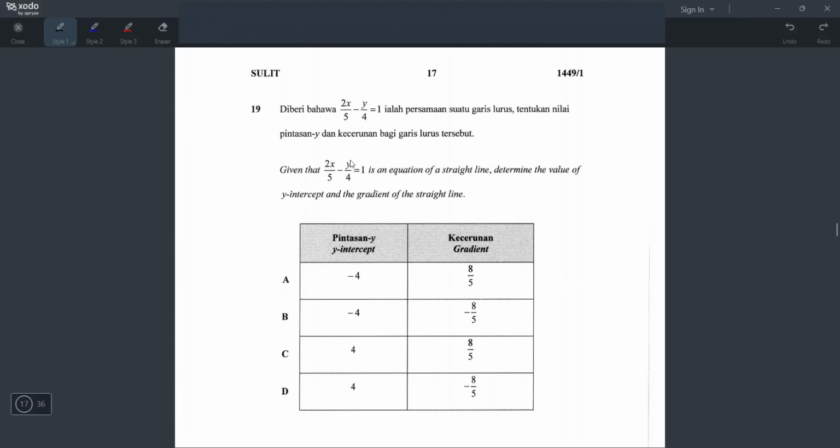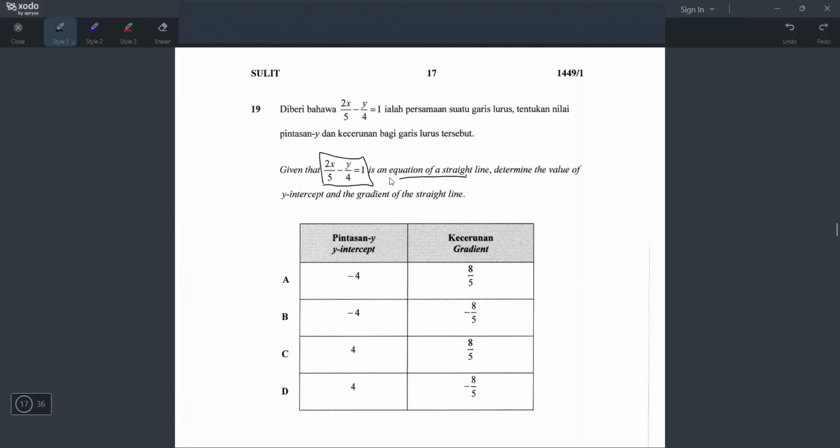Given that 2x over 5 minus y over 4 equals 1 is an equation of a straight line. Okay, it's an equation. Determine the value of the y-intercept and the gradient of the straight line. Okay, there are two methods to do this question. I'm just going to explain to you using the most common method we know.